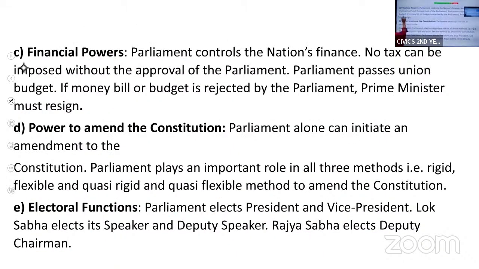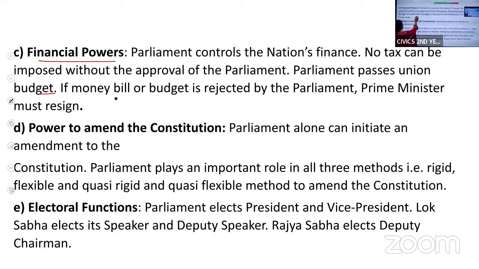Next is financial powers. The Parliament controls the finance of the country. No tax can be imposed without the approval of the Parliament. The government imposes tax on us, right? But without the approval of the parliament, the government cannot impose any tax. The government will prepare a budget for the country. That budget has to be passed, has to be approved by the parliament.